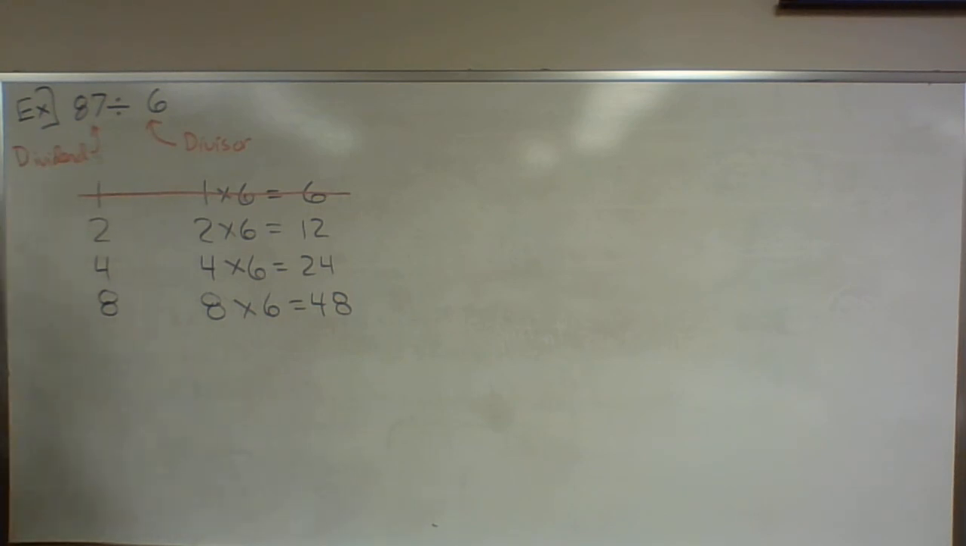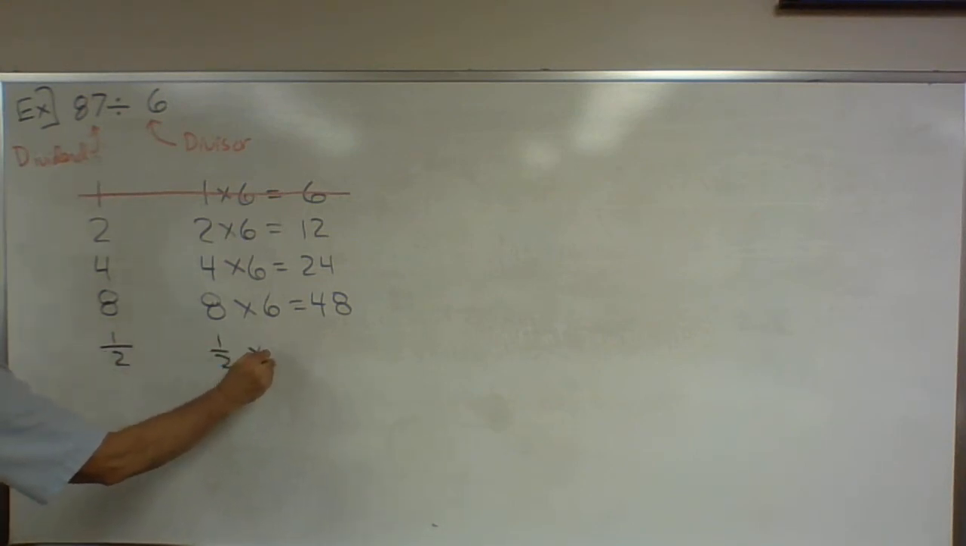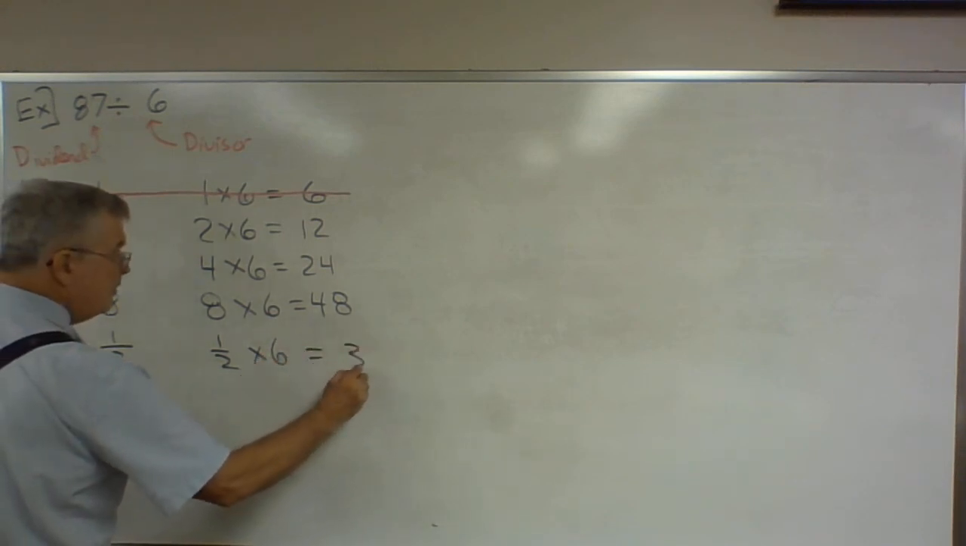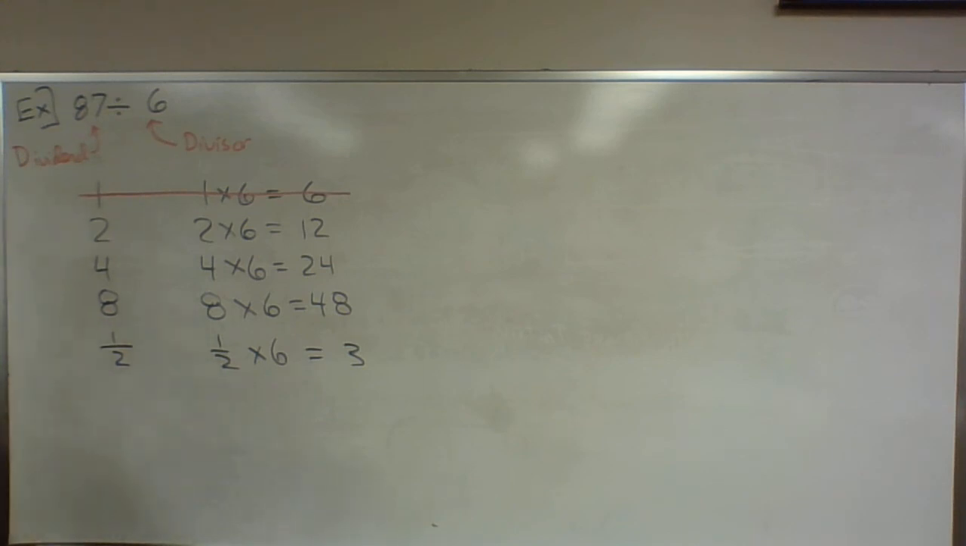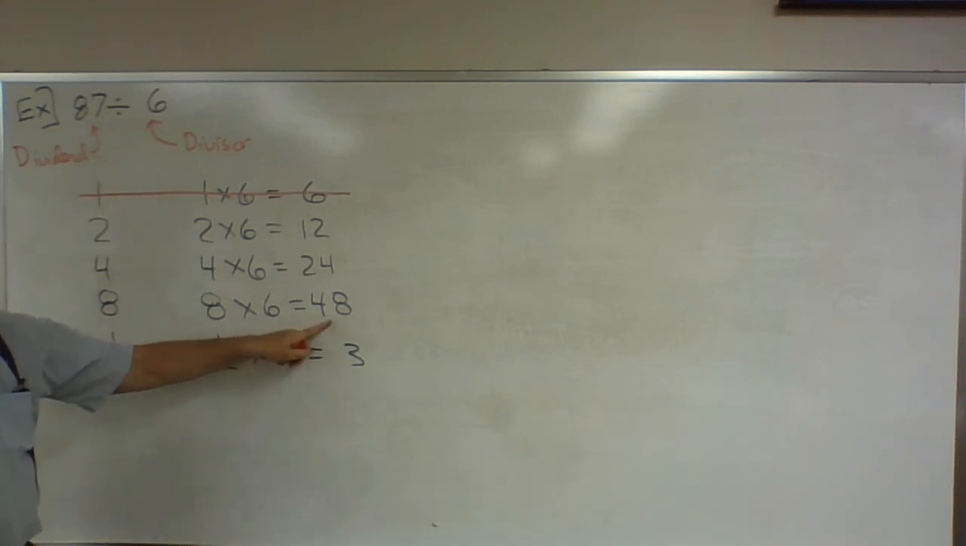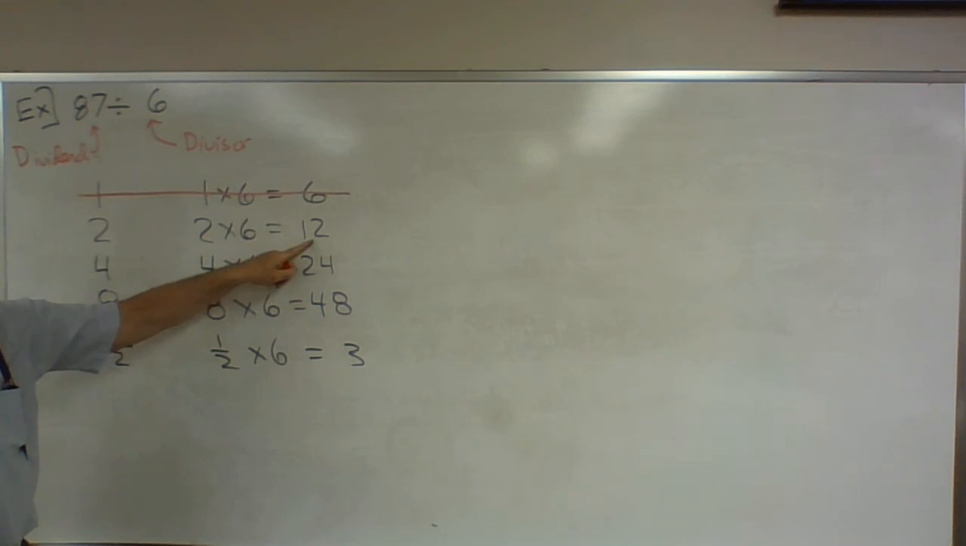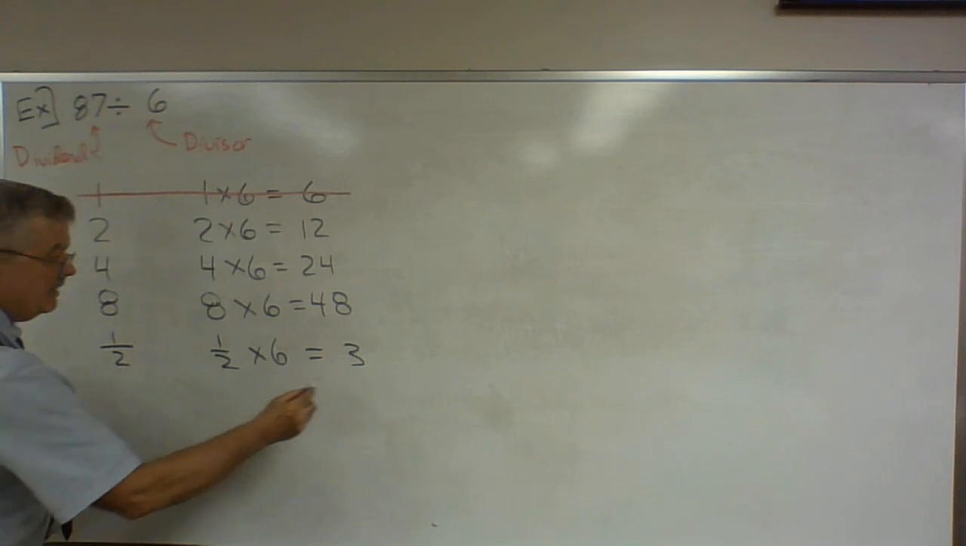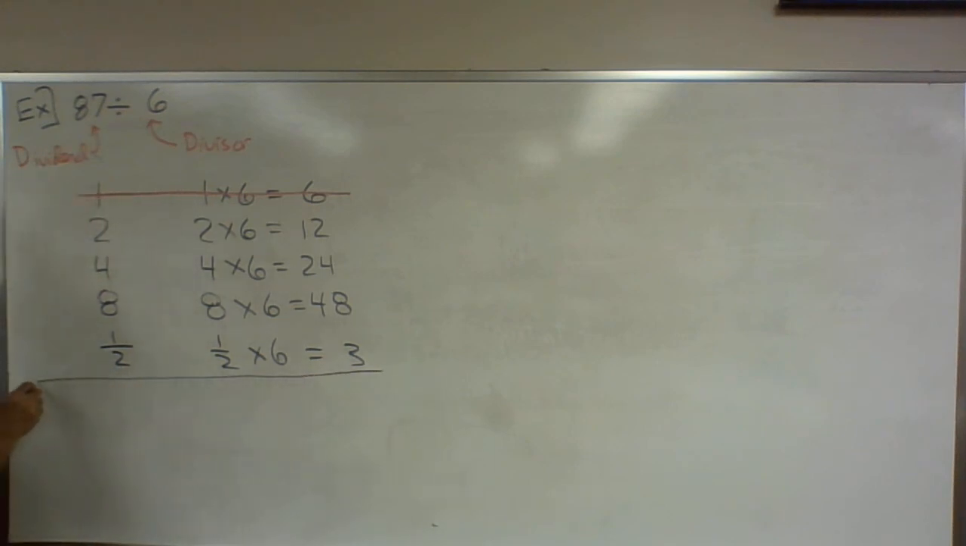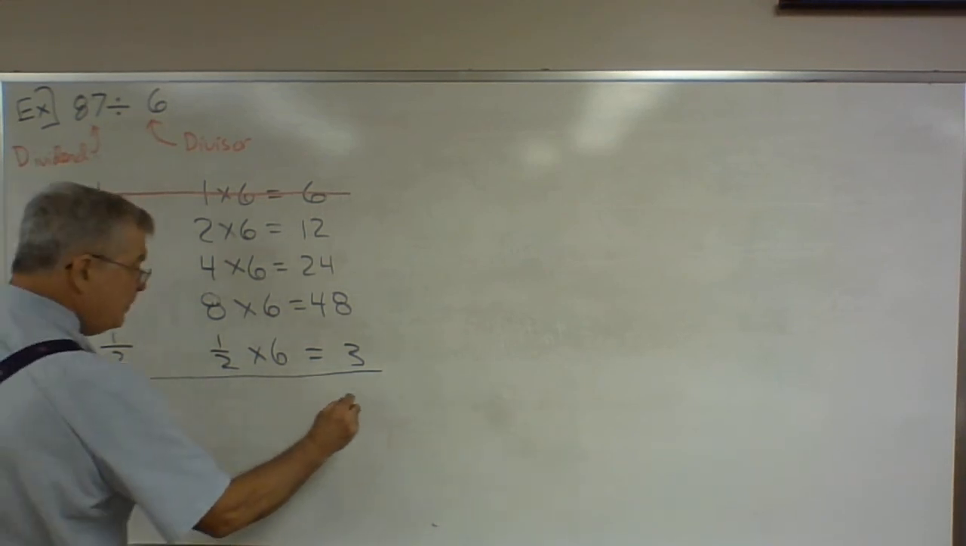Okay, what do we have? 48 plus 24 is 72, plus 12 is 84. Let's work with fractional powers of 2 now. 2 to the negative 1 times the divisor gives us 3. How are we looking there? 51, 75, 87. Oh, bingo! That is it. Let's see what we got.